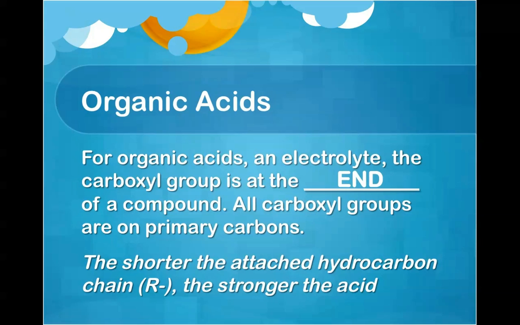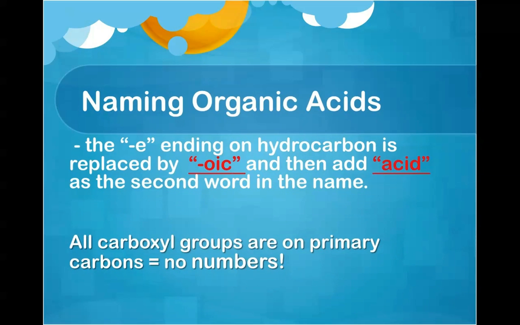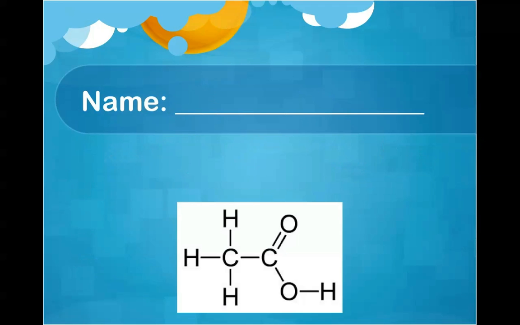And to go back to the electrolyte point, remember, normally molecular compounds are not electrolytes. However, organic acids, because they're going to be able to put hydrogen ions into solution when they ionize, are one electrolyte out of organic compounds. So when we go to name these, we're going to be dropping the E at the end of our hydrocarbon chain and replacing it with oic and then adding the word acid as the second word in the name. And again, because those carboxyl groups are on the primary carbons, there's no need for a number.